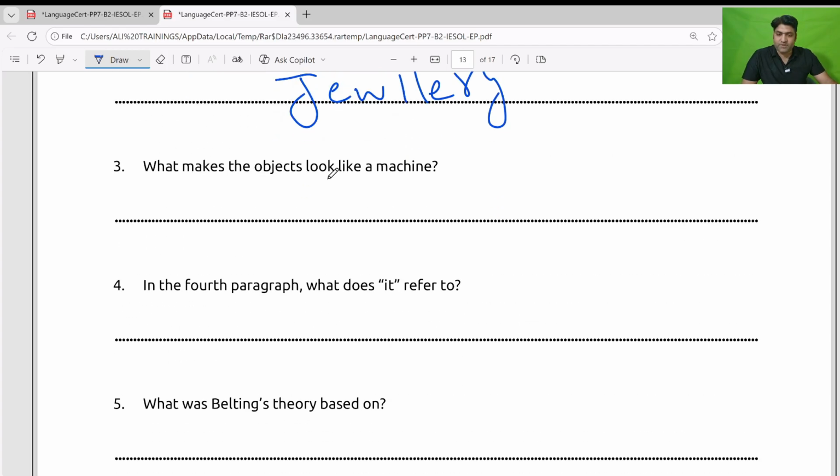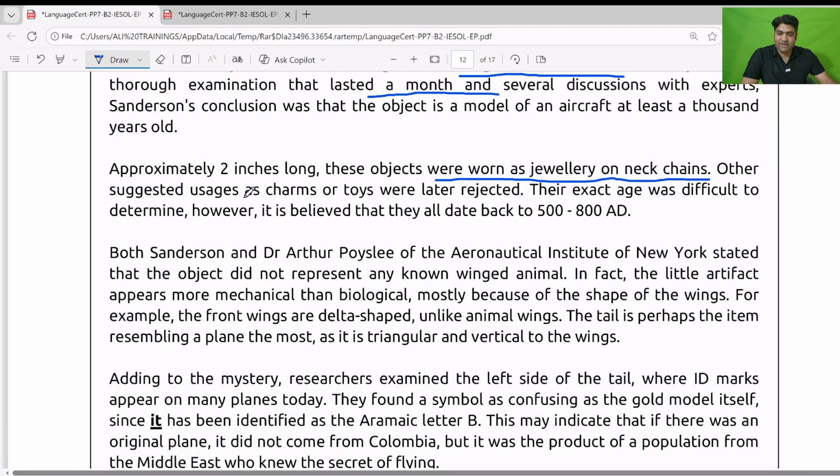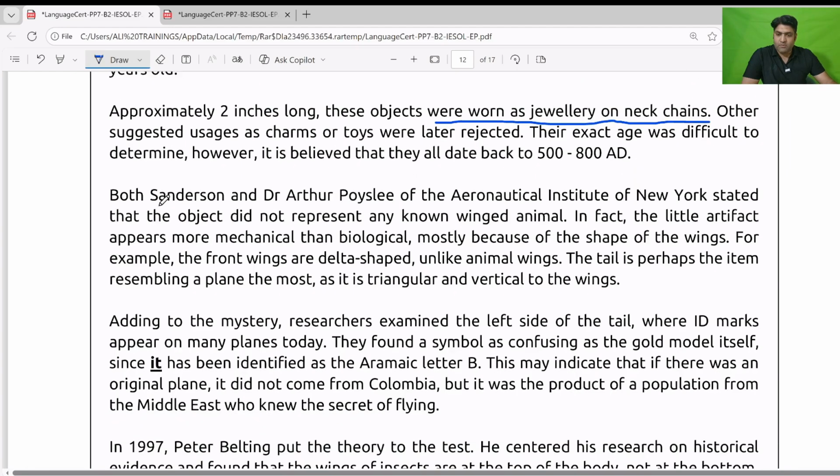What makes the objects look like a machine? What was the thing that makes them a machine? Others suggested usage as charms or toys were later rejected. Their exact age was difficult to determine, however, it's believed that they all date back to 500 to 800 AD. Both Sanderson and Dr. Arthur Poisley of the Aeronautical Institute of New York stated that the object did not represent any known winged animal.